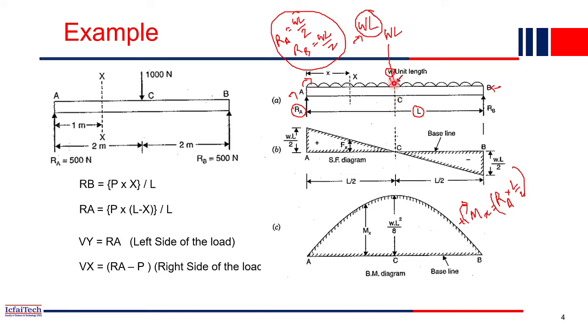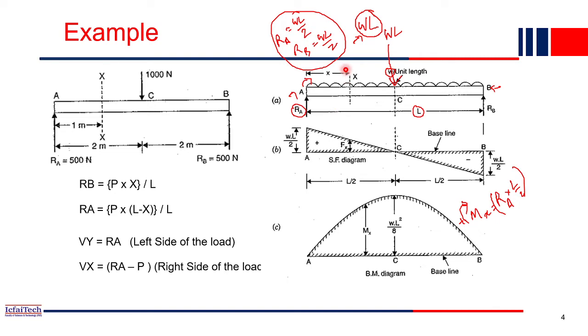One force we found is Ra, and the distance is this much, which is nothing but L by 2. So we did Ra into L by 2, which is clockwise, that's why we consider it positive. Another force acting is the UDL, from C to A. This is a UDL acting downward.